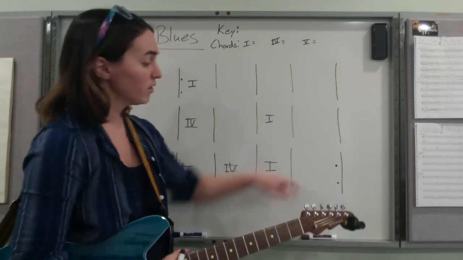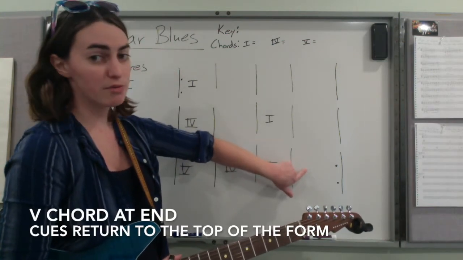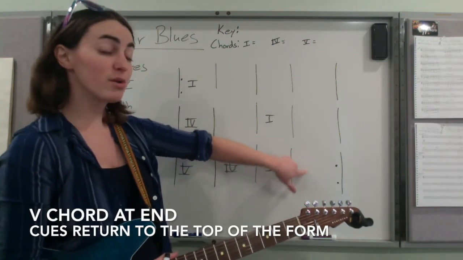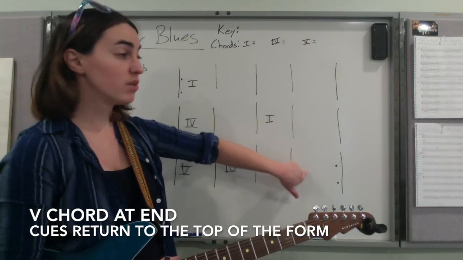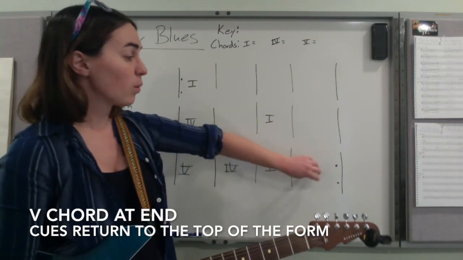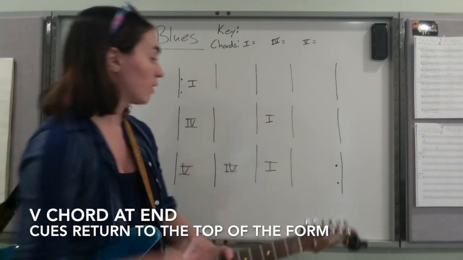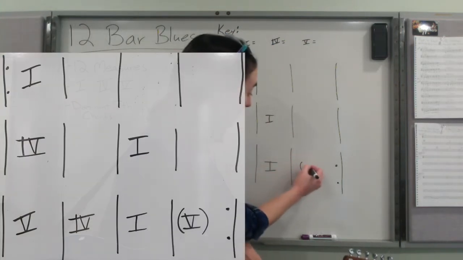And then typically people go to the 5 chord right here. You don't have to go to the 5 chord right there. You can hang on the 1, but it's a really nice way to say we're going to go back to the beginning of the form. Okay, so we're going to do a 5 chord right there.